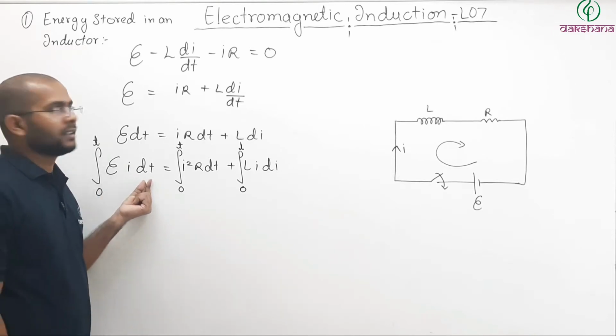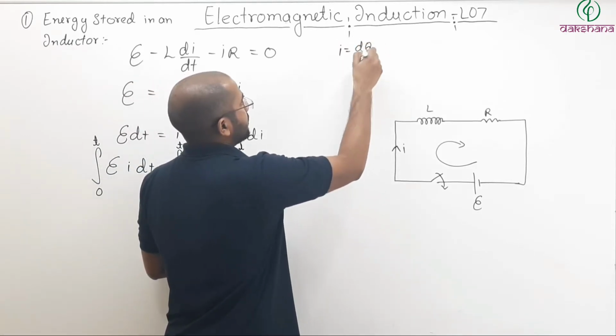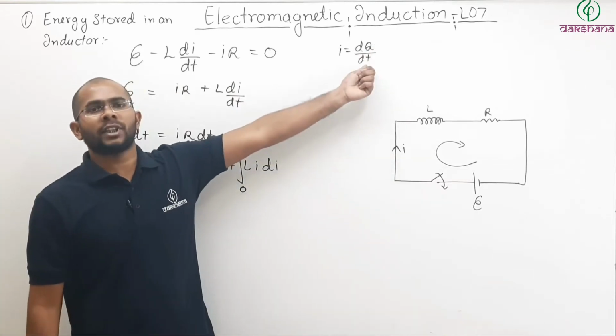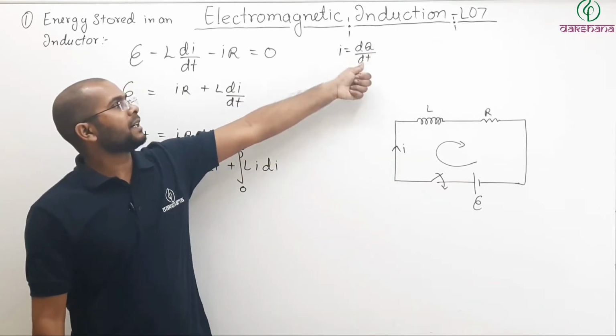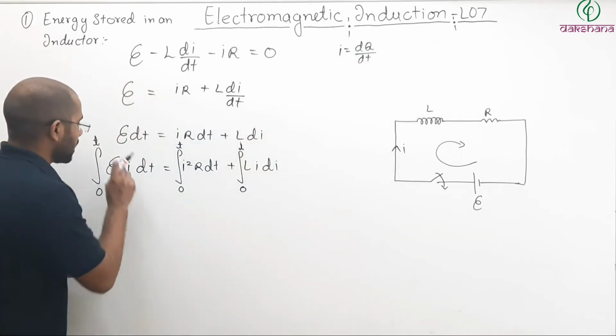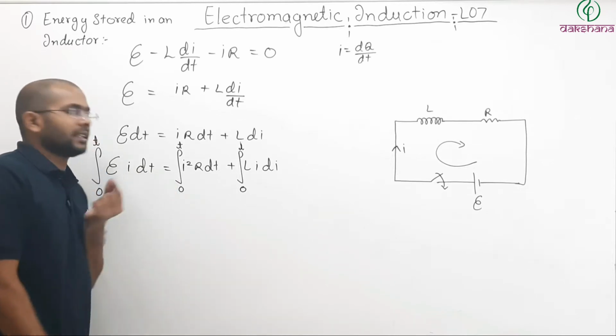What is I dt? Your current is nothing but dq by dt. Current is nothing but amount of charge flowing per unit time. That is your current. So I dt is nothing but dq. So this is nothing but work done by the battery in dt time.